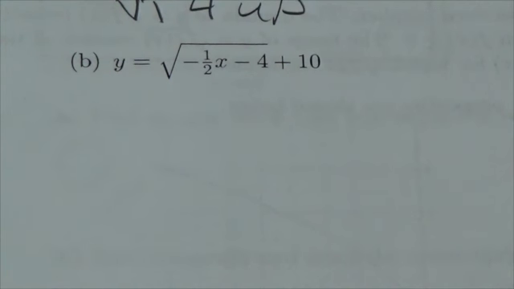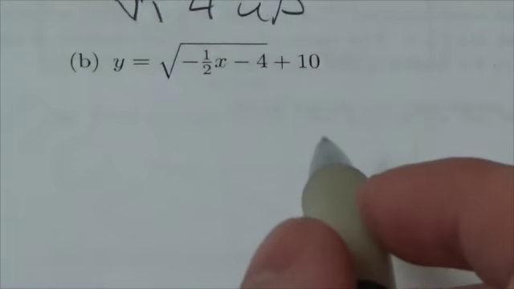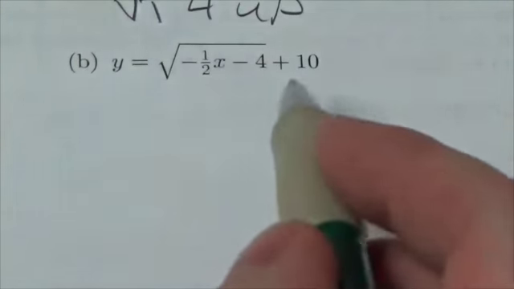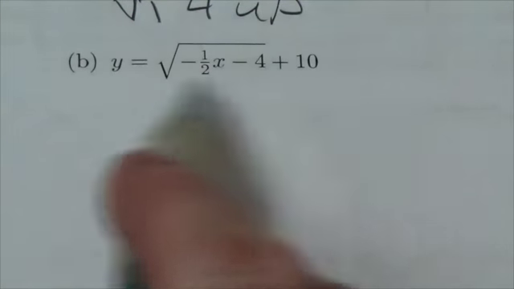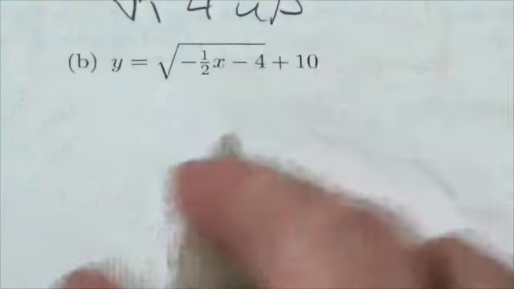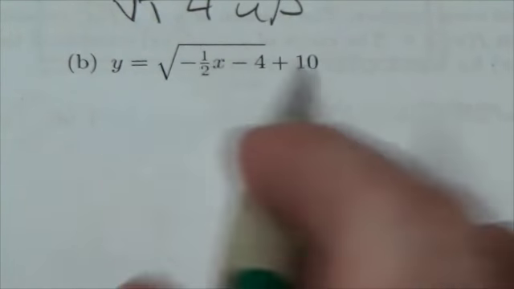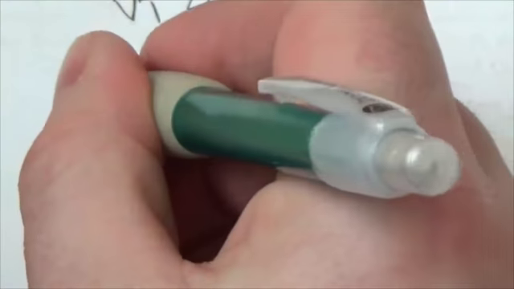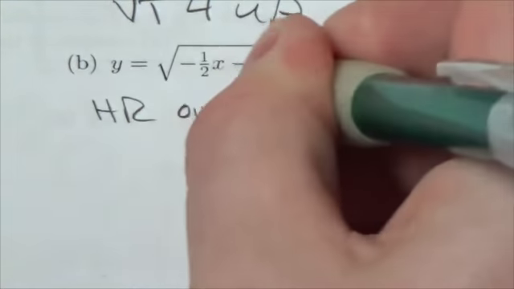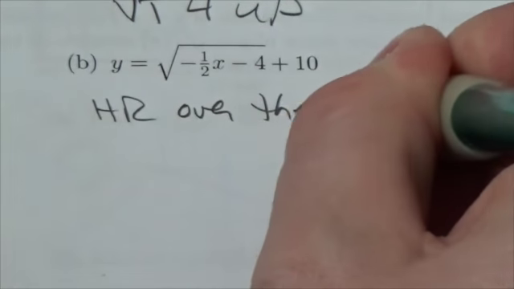Alright, hi everybody. We're taking a look at the radicals chapter here. What we're trying to do is just list off the transformations to go from y equals the square root of x to the given function here. The very first thing I'm going to do is look inside here, and I see that negative right there, but this is inside the function. And so that negative is going to be a horizontal reflection over the y-axis.